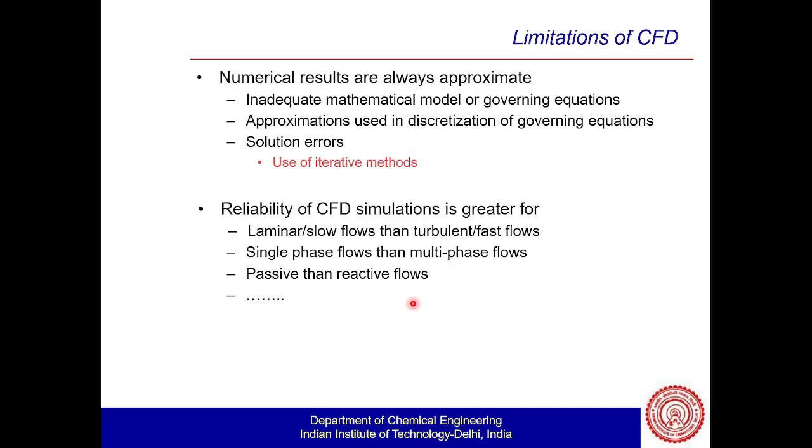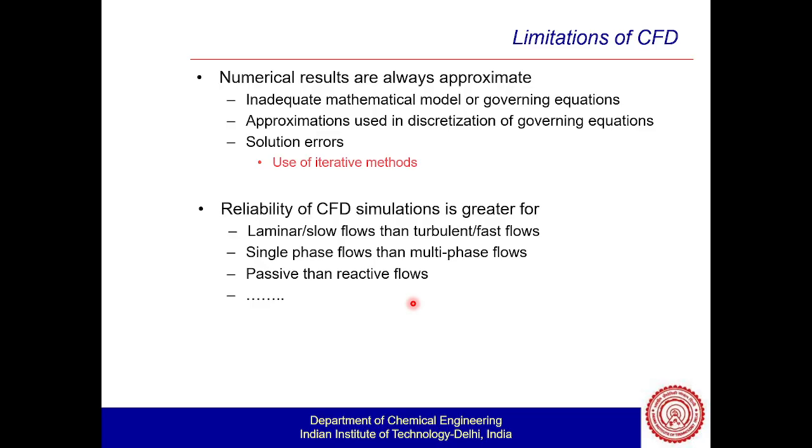For laminar flows, we solve the Navier-Stokes equation and the continuity equation. In the case of turbulent or fast flows, we have to use the Boussinesq approximation and different kinds of turbulence models. So the reliability decreases, and then you have to validate it. That makes it more challenging in terms of safety, but that can be done. That's not an issue.